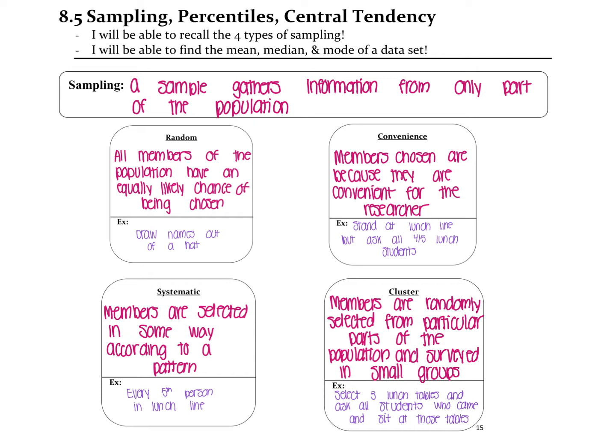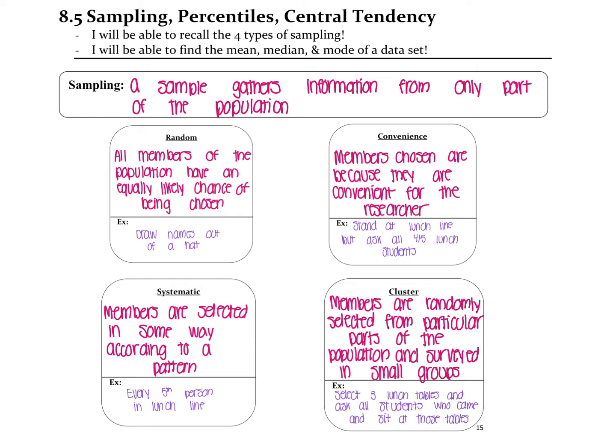So first, when we talk about sampling, the definition we have for sampling is that a sample gathers information from only part of the population. Essentially, sampling is a statistical tool that allows you to gather information about a population, but you're not asking the whole population because maybe the population is too large.